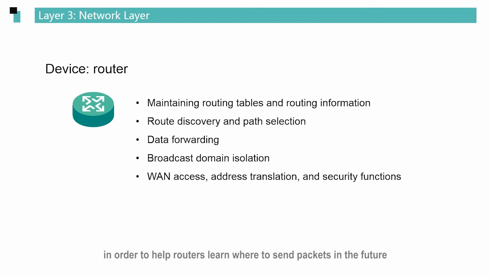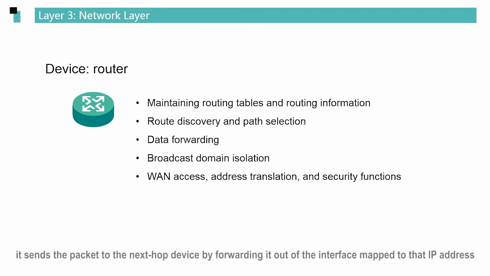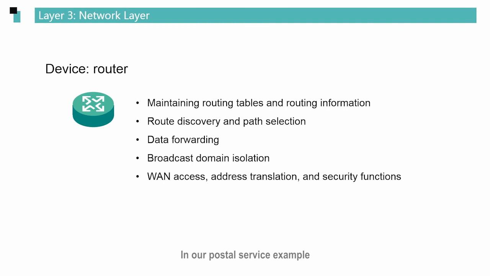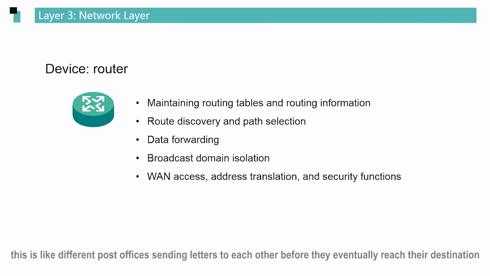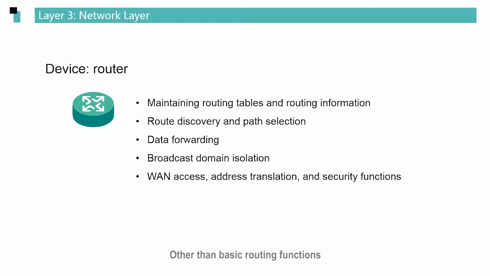In order to help routers learn where to send packets in the future, when the router receives a packet, it finds the destination IP address in the packet header and looks it up in its routing table. Once it finds a matching entry, it sends the packet to the next hop device by forwarding it out of the interface mapped to the IP address. In our postal service example, this is like different post offices sending letters to each other before they eventually reach their destination. Other than basic routing functions, routers can also carry out traffic management, connecting WANs and various other functions.